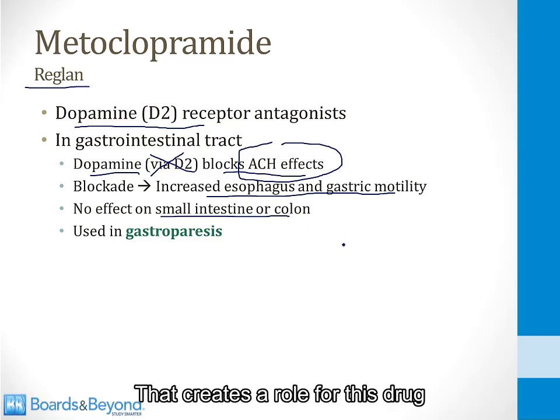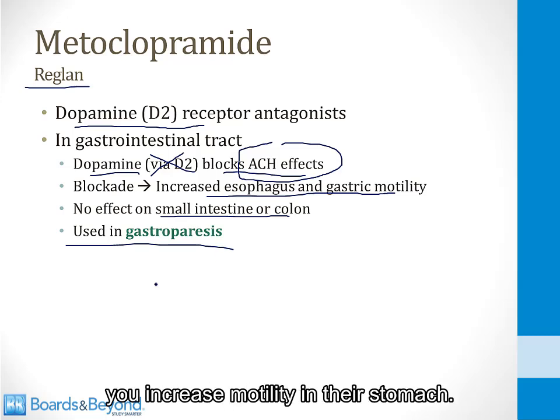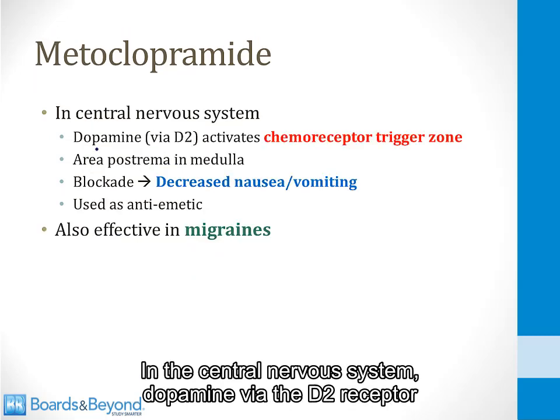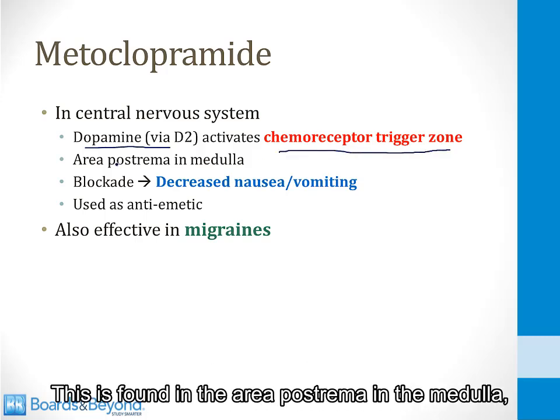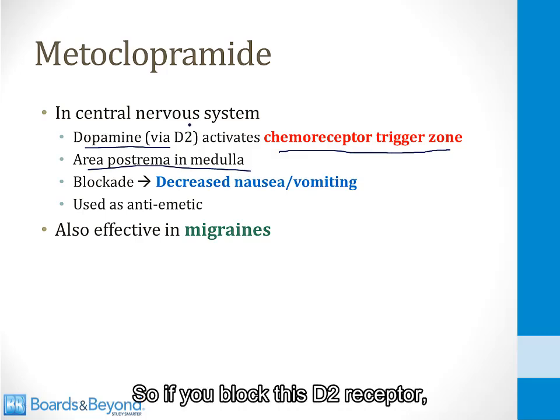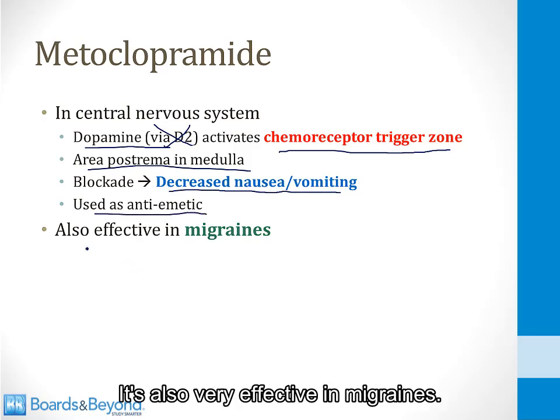That creates a role for this drug in the treatment of gastroparesis, especially diabetics who have gastroparesis from autonomic dysfunction. By blocking dopamine receptors, you increase motility in their stomach. In the central nervous system, dopamine via the D2 receptor activates the chemoreceptor trigger zone. This is found in the area postrema in the medulla, and this leads to nausea and vomiting. So if you block this D2 receptor, you will have decreased nausea and vomiting, and therefore metoclopramide has a use as an antiemetic. It's also very effective in migraines.